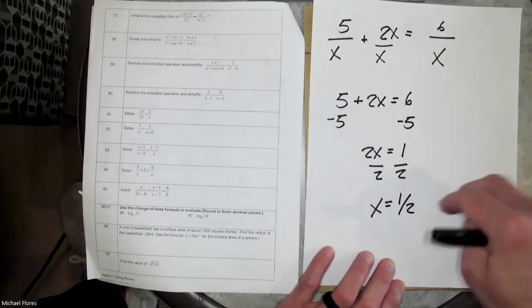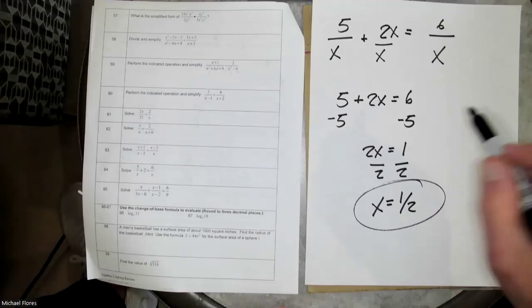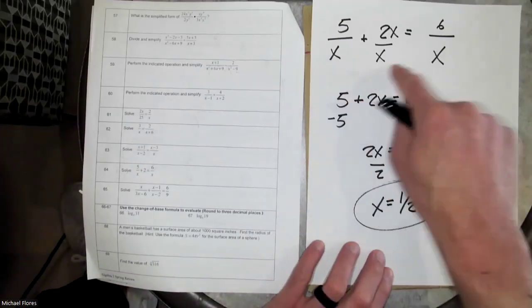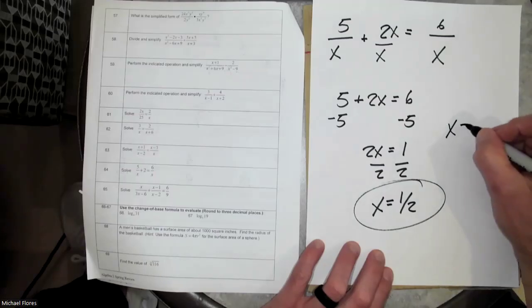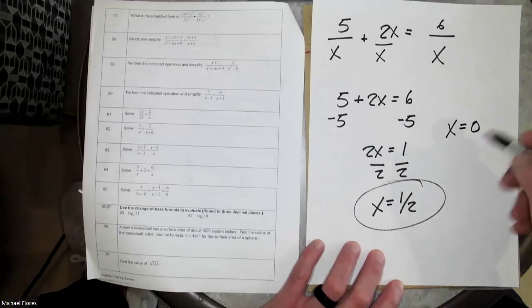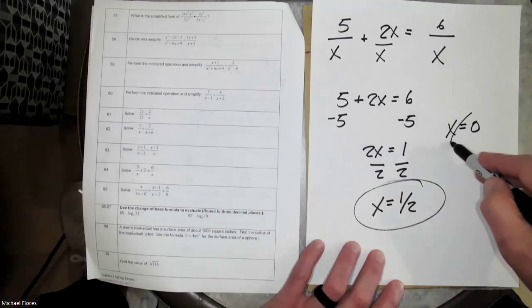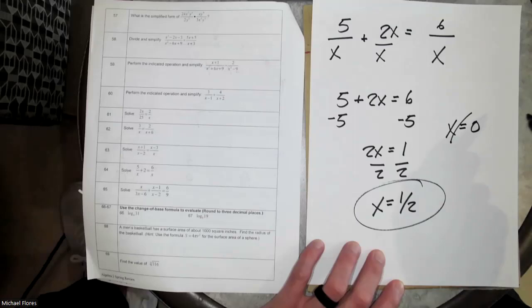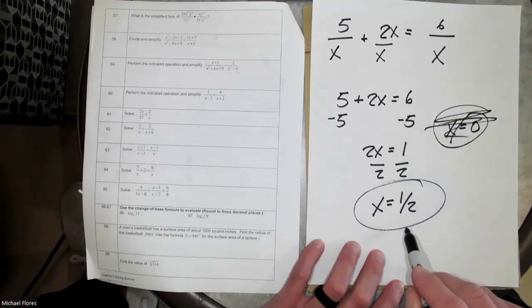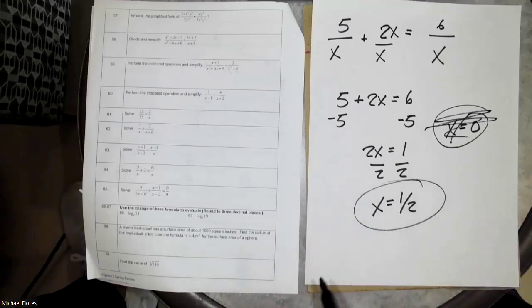Now what you're going to want to do once you have your answer is see if it can work. The way that you do that is you take whatever your denominators are, in this case x, and you set them equal to 0 and solve if necessary. Well, there's nothing to solve here. So here's what this tells us. X cannot be 0. It can be anything else, but not 0. Well, this answer is not 0. So 1/2 is an acceptable answer.